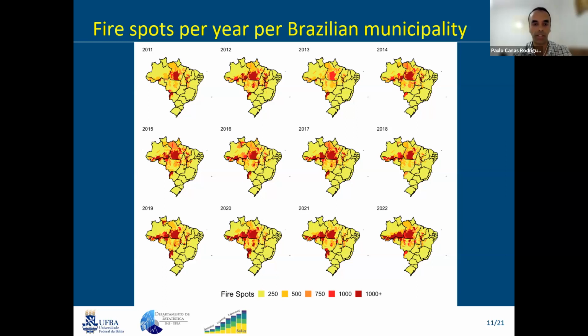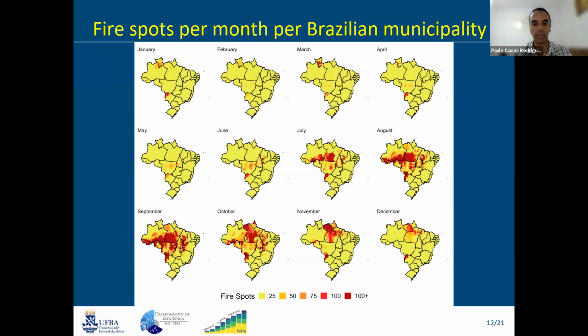So we see that there are some locations in the map that are more red, which indicates a higher incidence of fire spots. So there are some years like 2017, 2022, 2019 that seem to have a higher incidence of fire spots.